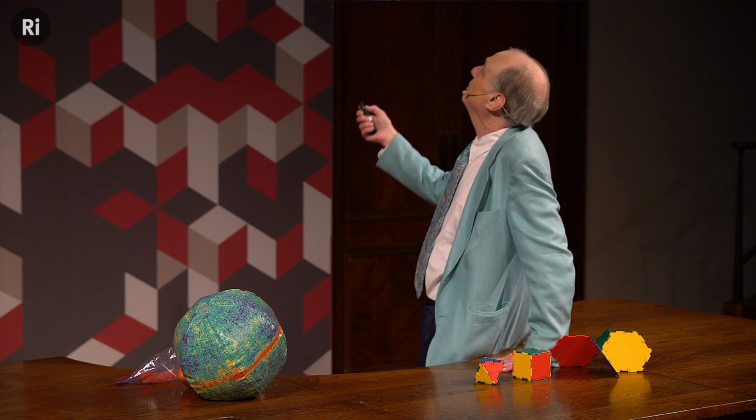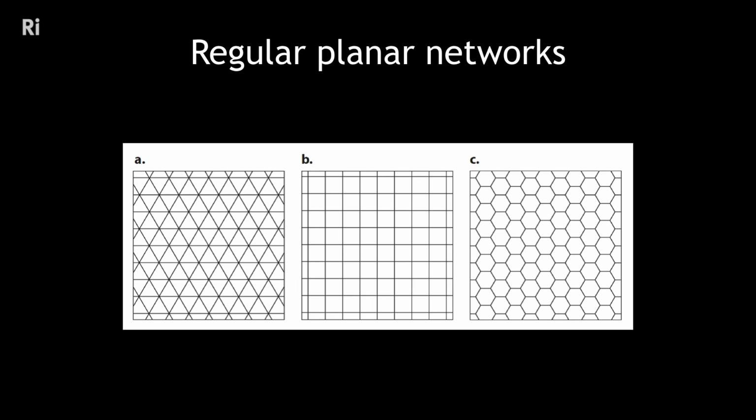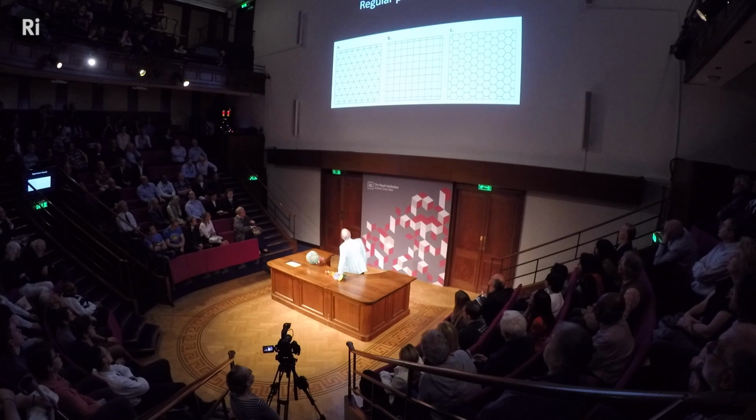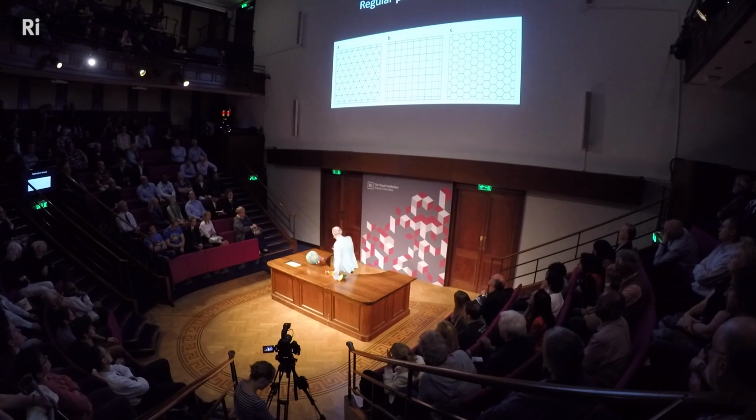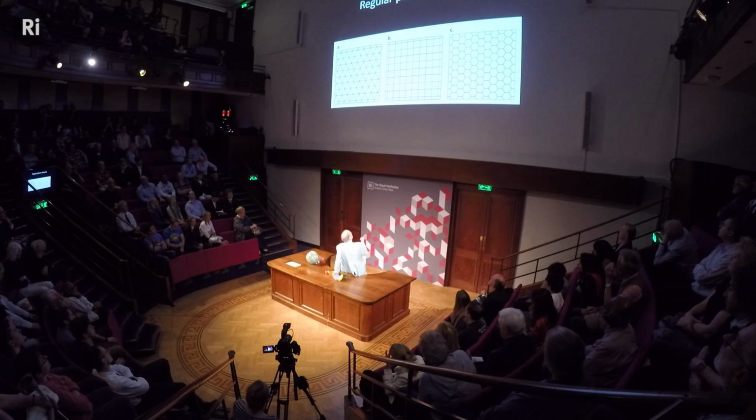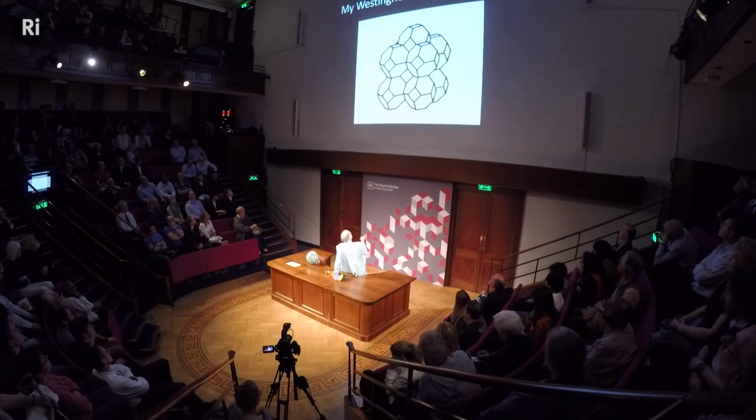Okay? So here's the checkerboard. It has 4 squares around a point. That is 360 degrees. Here is the 6 triangles around the point. That's 360 degrees. And here's 3 hexagons around the point. That's 360 degrees. So if you broaden your definition of a regular polyhedron, you could get these 3 additional regular polygon networks.